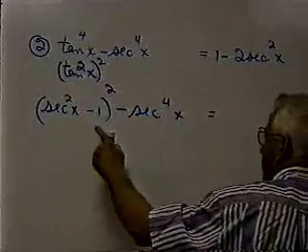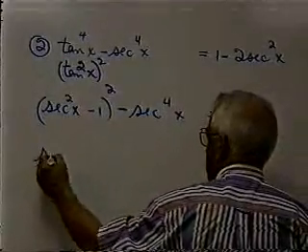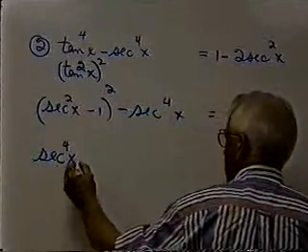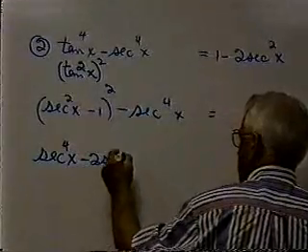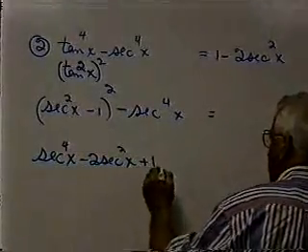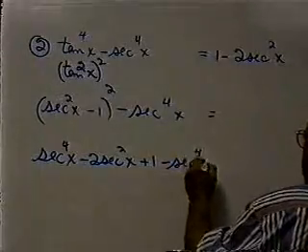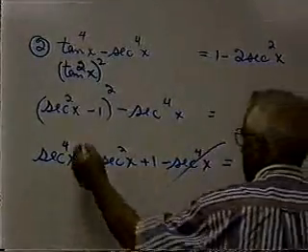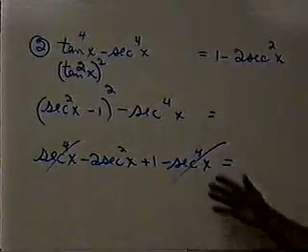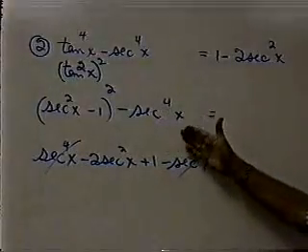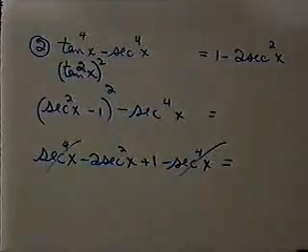And now you multiply that by the FOIL method. First times the first is secant to the 4th minus 2 secant squared plus 1 minus secant to the 4th. And you have the answer. So here, just in 2 steps, but that's not the point. The point is that's just another way of doing it.